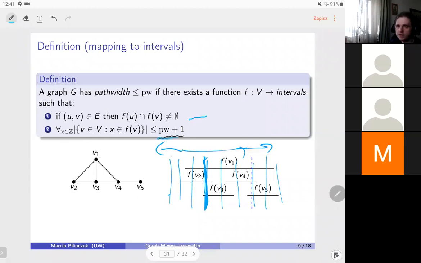And why do we subtract this one? Just to say that the path has path width 1, because that sounds neat. Yeah, if you have a path, say, I don't know, a 5 vertex path, then the model will look like that.